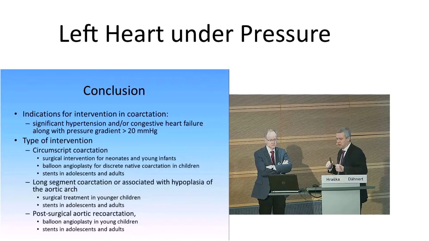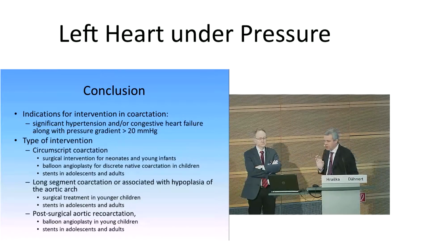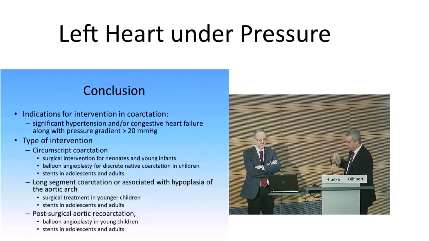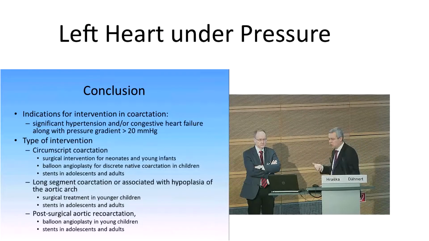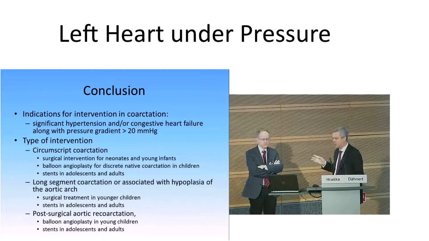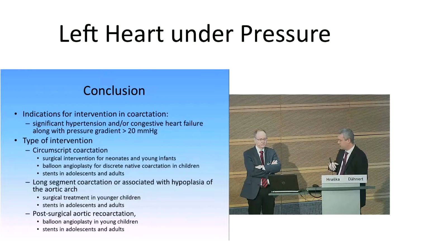outside of a pro and con decision. I think the indications are clearly stated. We both have the same indications. The type of intervention in circumscript coarctation is, for my liking, surgical interventions for all neonates and young infants. And we can discuss what is a young infant, and some centers have 6 months as the time.